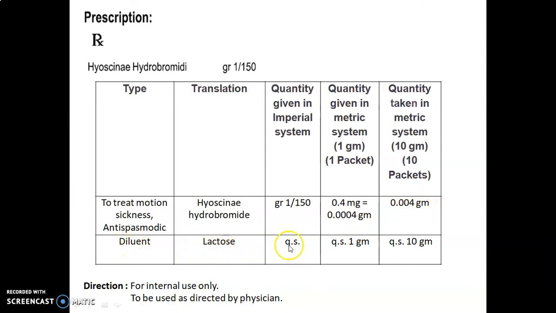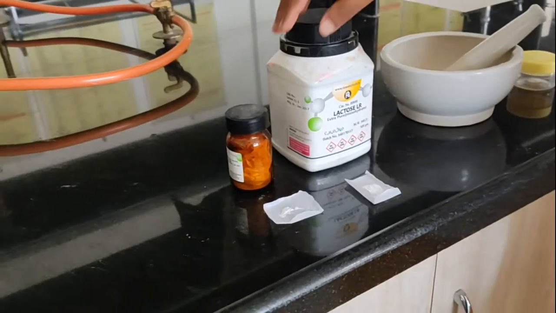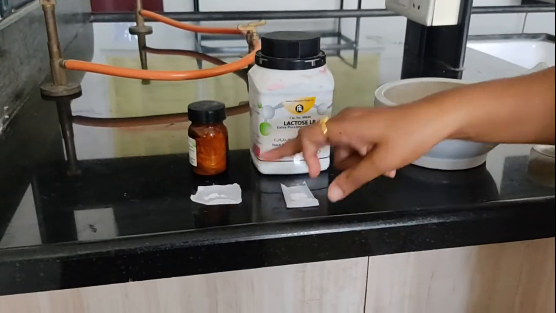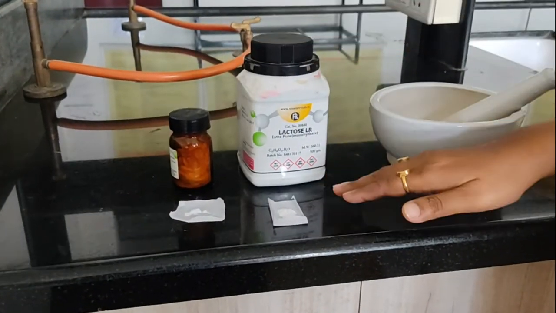Lactose is used as a diluent. Quantity given in the imperial system is quantity sufficient. Quantity given in the metric system to prepare 1 gram is quantity sufficient up to 1 gram, and the quantity taken to prepare 10 grams, that is 10 packets, is quantity sufficient to prepare up to 10 grams. Direction: for internal use only and to be used as directed by physician. So this hyoscine hydrobromide is a potent drug, so it should be used in a small quantity, and this lactose is used as a diluent.